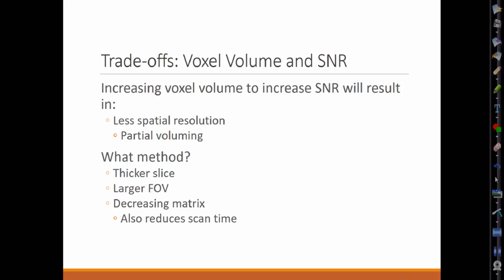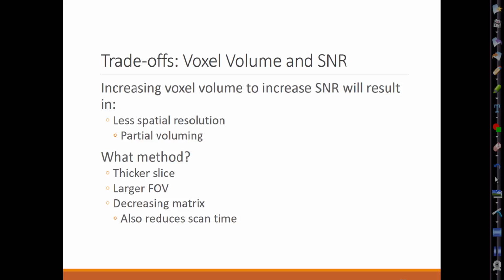So the trade-off for voxel volume: as we increase voxel volume, it does increase our signal, but it will result in less spatial resolution. And the drawback there is what we call partial volume artifact. Say you do have pathology, but it's smaller than the voxel size. What happens is all the signal within that one voxel gets averaged together, and sometimes a radiologist is not actually able to determine there is a pathology.